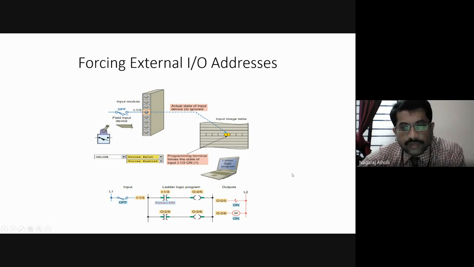Because the solenoid we are forcing from off to on state. It is in off state, we are forcing it to on state, right? So when we force it from off to on state, then whatever is the forced state, that will be stored in the output image table file. If the forced state is 1, 1 will be stored in the output image table file. If the forced state is 0, then 0 will be stored in the output image table file. Okay, so that is the concept, right?